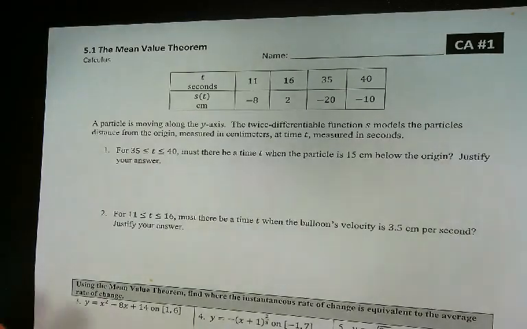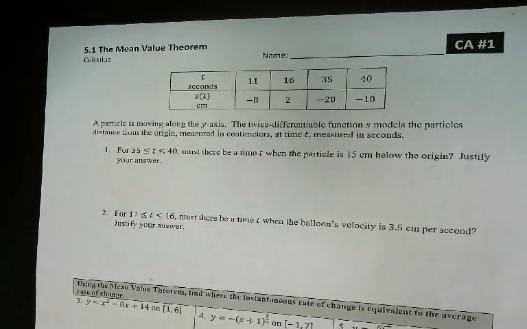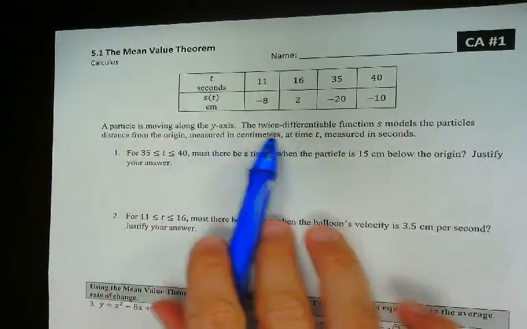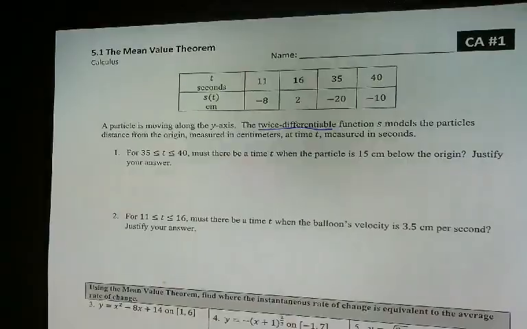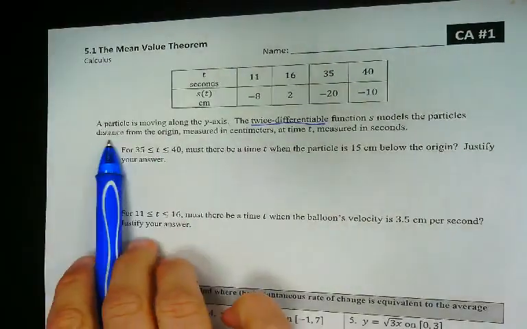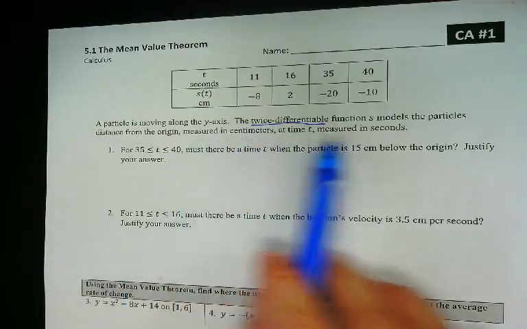Okay, so just cleaning up some little details, just walking around looking at that first one. We have this particle moving on the y-axis. We have a twice differentiable function. That just means you're allowed to take the derivative of twice. So there's velocity and acceleration. It models the distance from the origin measured in centimeters.